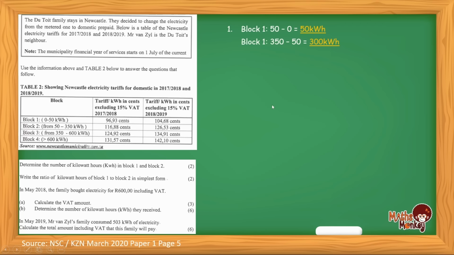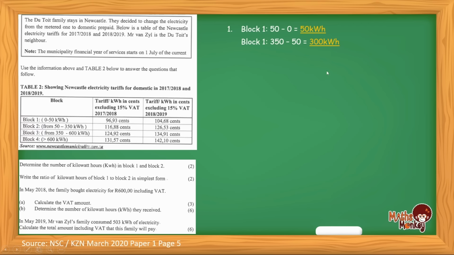Then they want to know block 1 and block 2. So block 2's answer will now be again 350. Please note, always take the maximum of the step above that when you are subtracting. So in this case, the maximum of block 1 is 50. So I say 350 minus that 50. Because sometimes it will start by saying, okay, from 0 to 50, and then the next one goes from 51 to 350, depending on how they give you the information. But the way that I teach it is that I always just use the maximums and subtract them from each other.